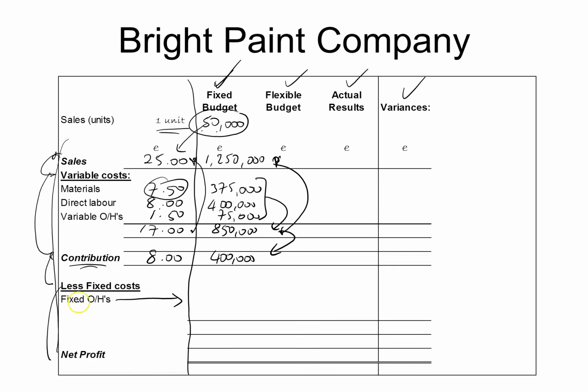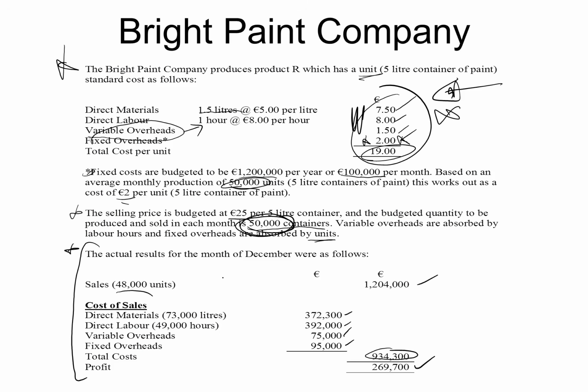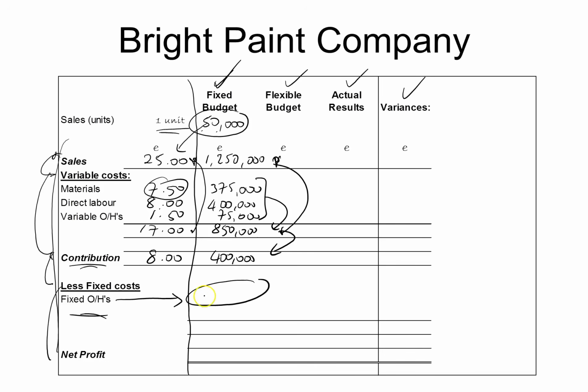Now my fixed overheads aren't unit costs, they're period costs, so what we need to find out is the budgeted fixed cost per month. So if I go back here, we can see in this paragraph it says fixed costs are budgeted to be 1.2 million per year or 100,000 per month. So I'm going to put that in here. I'll put in 100,000. Actually, I only have one fixed cost here, but sure, I'll add it up anyway and get a total of 100,000. So what I have is 400,000 as a contribution, less the total fixed costs, gives me a profit of 300,000.